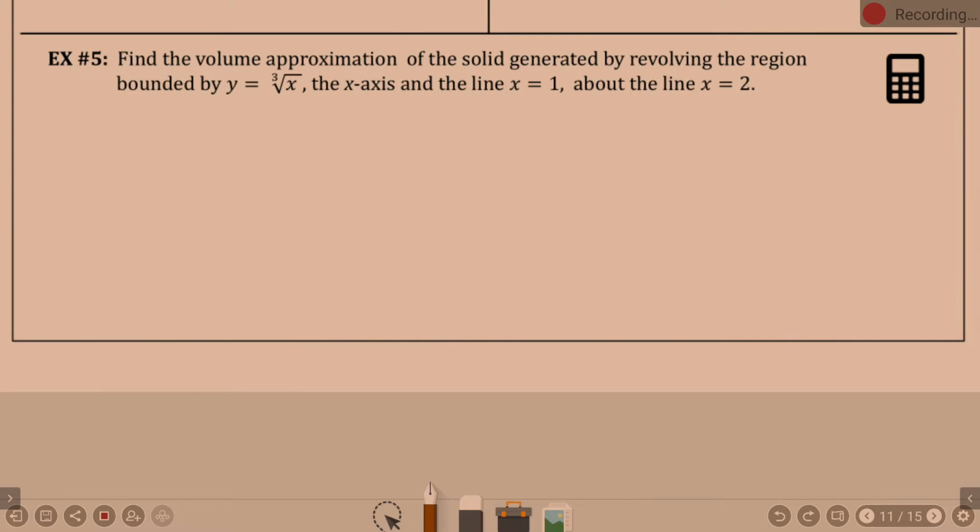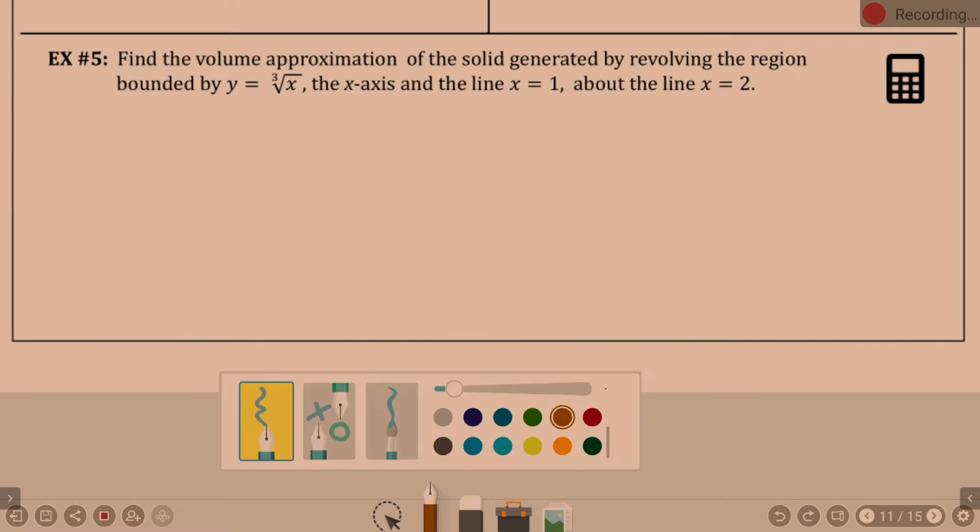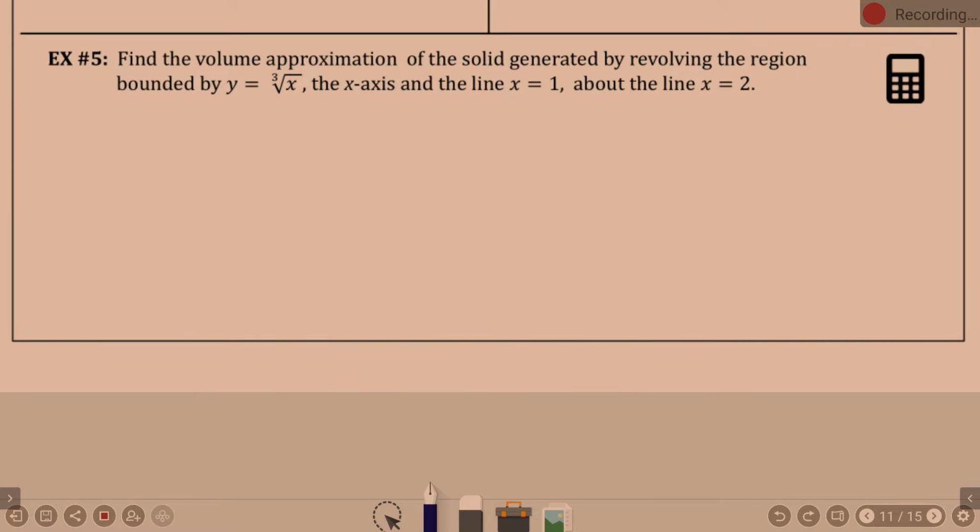The battle right there, yes? Trying to get this all graphed. What does this look like? Now, y equals cube root of x. Can you visualize that graph?